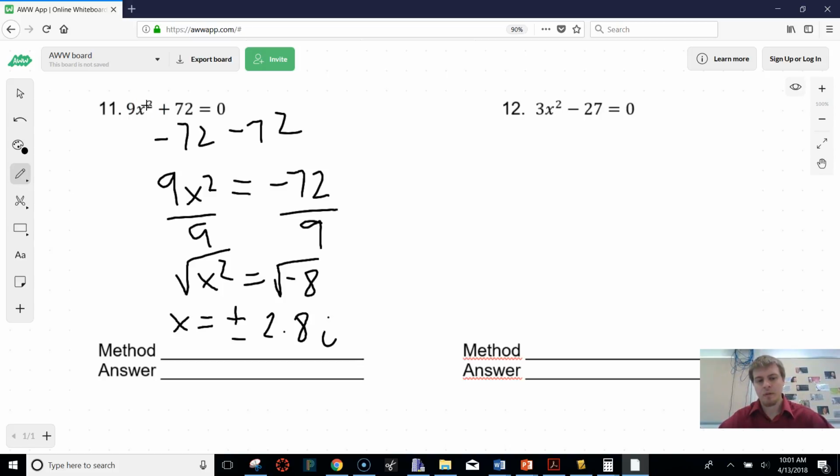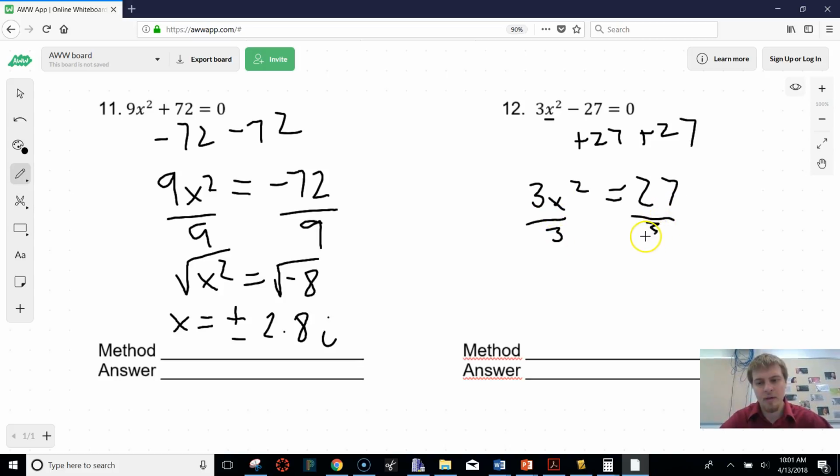Next one. When I'm looking at my method, again, I look through and I go, oh, look, it only has one variable. I've been doing this since 8th grade. So when I solve this, I'm going to add 27 to both sides. I'm going to get 3x squared equals 27. I'm then going to divide by 3. I'm going to get x squared equals 9. Now at this stage, I'm going to go, oh, how do I get rid of a square? I square root. The square root of 9 is 3. So I'm going to get x equals plus or minus 3.